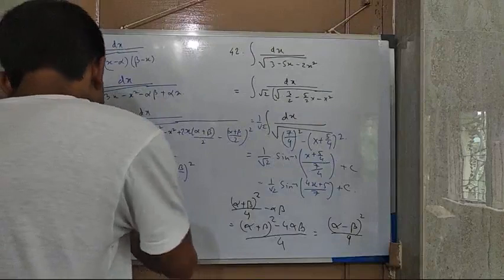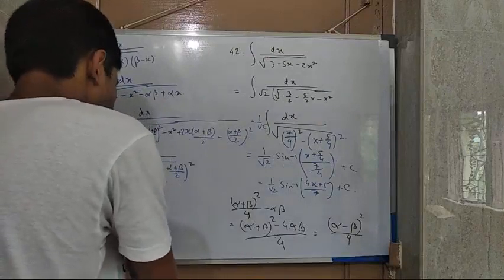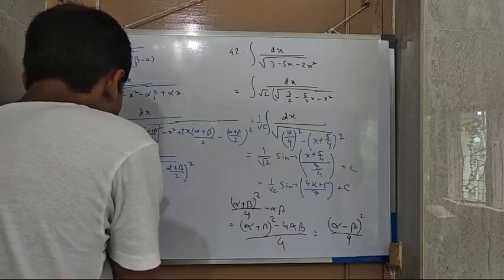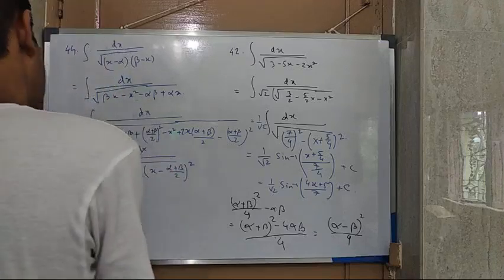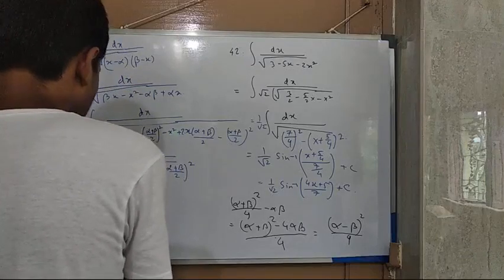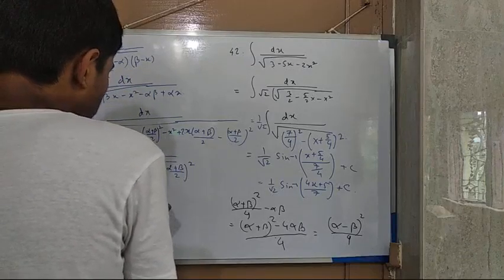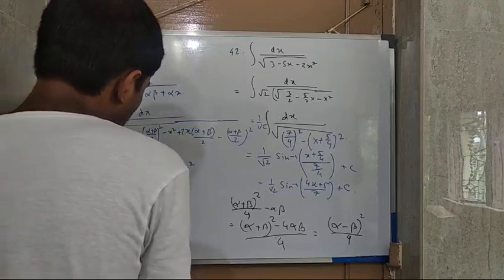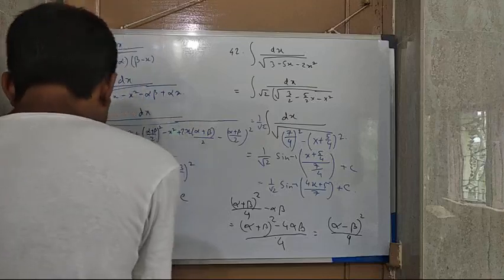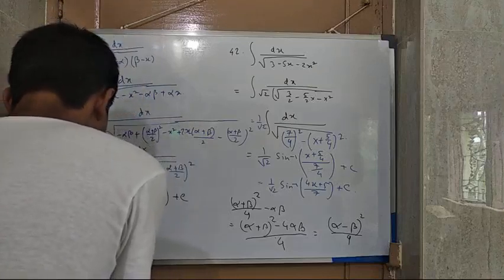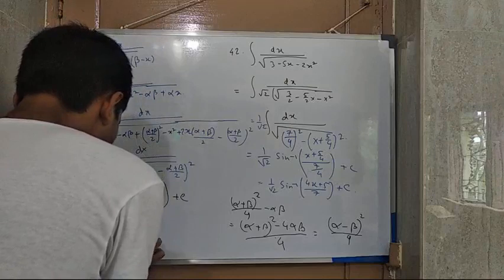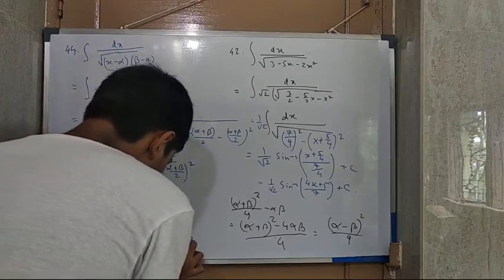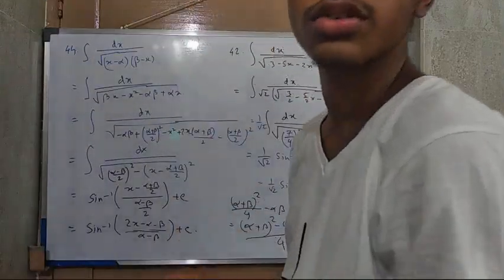So this is actually not a root. This is actually alpha minus beta by 2 whole square minus that quantity. So this is actually sine inverse of x minus alpha plus beta by 2 divided by alpha minus beta by 2, plus c. So this is actually sine inverse of 2x minus alpha minus beta by alpha minus beta, plus c. So this is the answer for the 44th question.